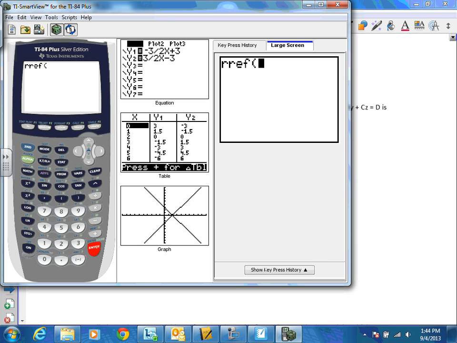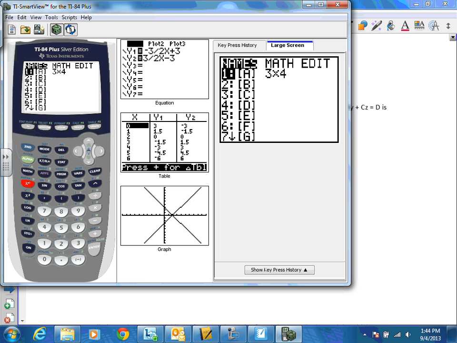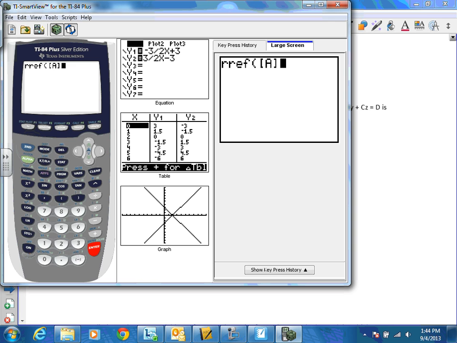I got it. All right. 1, 0, 0. So we have RREF, and then we're going to go back and get our matrix that we had selected. And if you want to close your parenthesis, you can. It doesn't really matter. And we get something that looks like this.